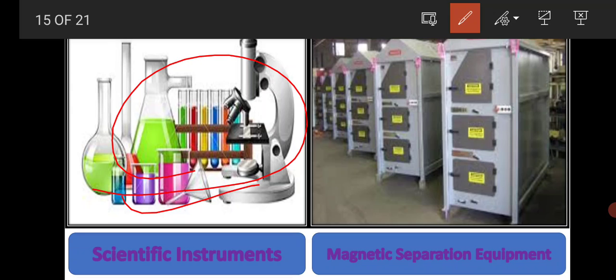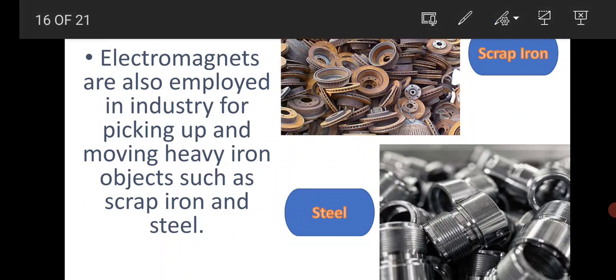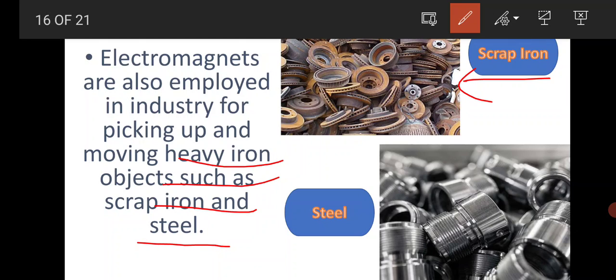And the magnetic separation equipment. Then electromagnets are also employed in industry for picking up and moving heavy iron objects such as scrap iron and steel. Here in a picture you see that this is scrap iron and this is steel.